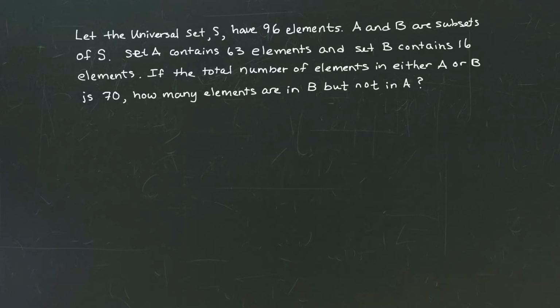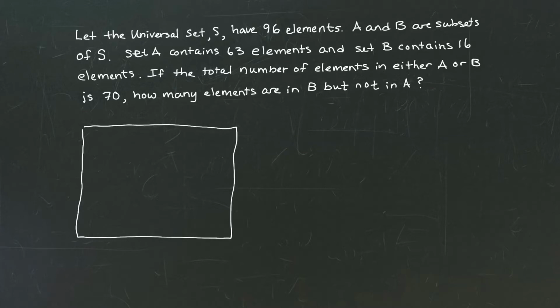But when I see a challenging set problem, I like to visualize it, so I'm going to start by drawing a Venn diagram. On the outside, I have the rectangle that designates the universal set S. And I'm told that the number of elements in set S is actually 96. So I know that there's 96 elements in the rectangle. Now within that rectangle, there are two subsets. Set A, which I'm going to designate with a pink circle, and set B, which I'll designate with a green circle.